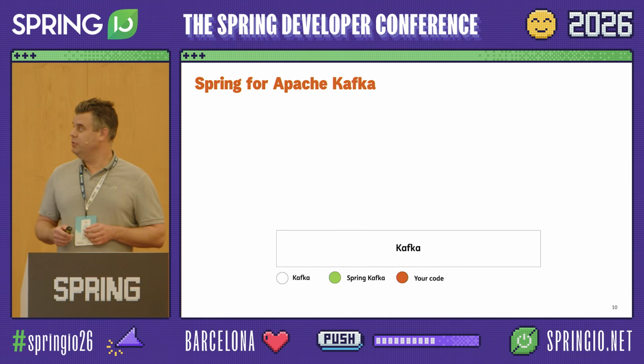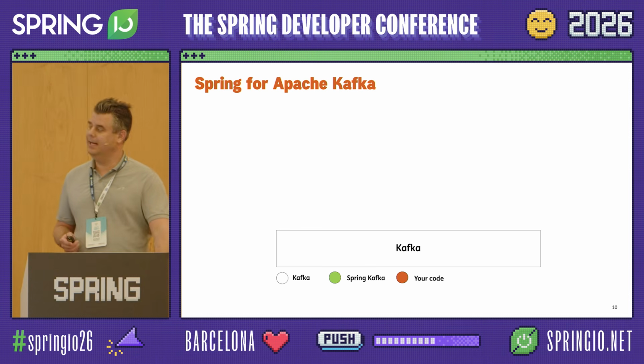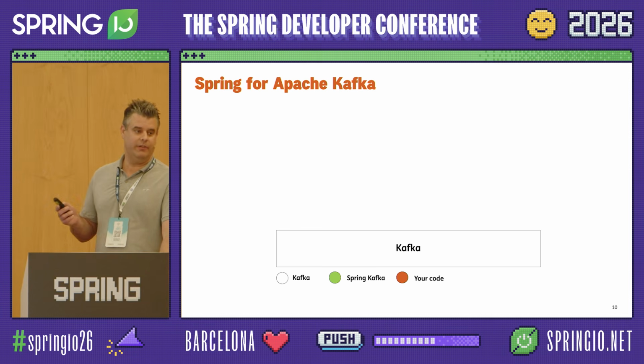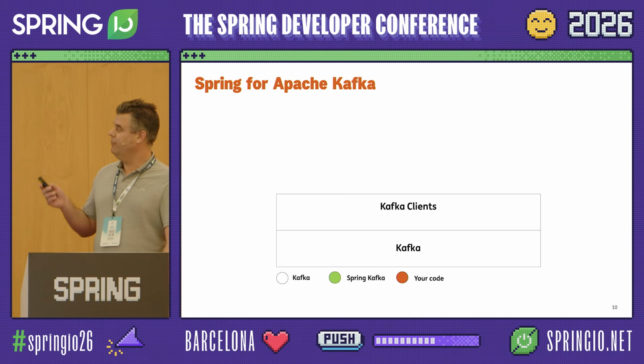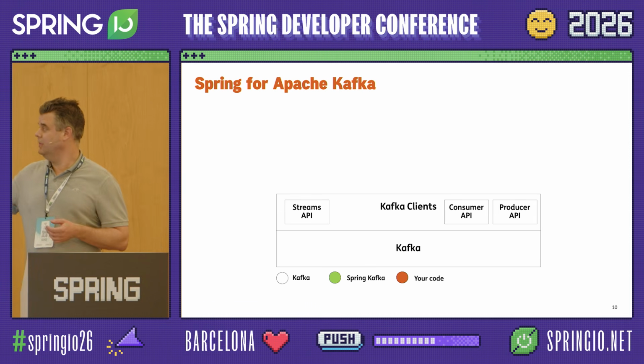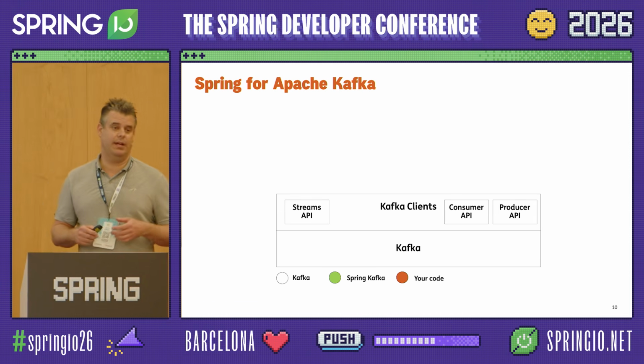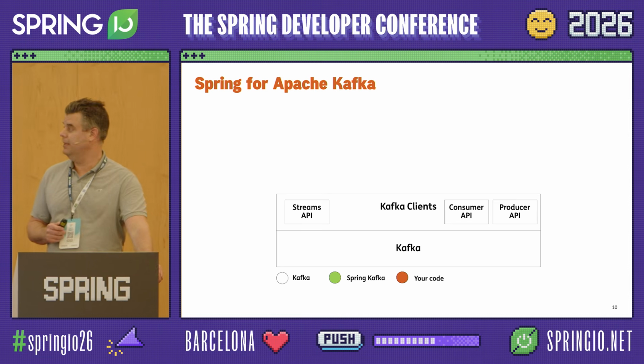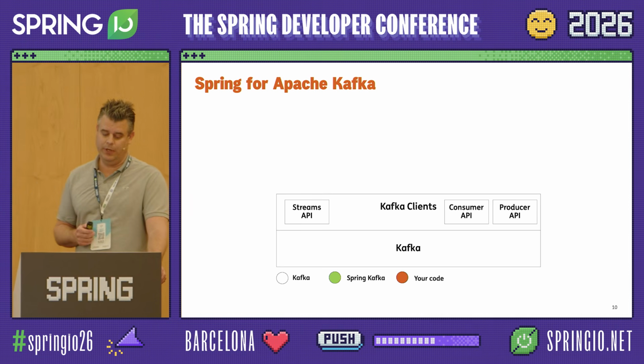So, just a 101 on Spring Kafka. We all integrate with Kafka in our applications. For that, we are using Java, so we're using the Java clients. You have the consumer API, the producer API. Maybe you're doing real-time streaming using Kafka Streams as well.